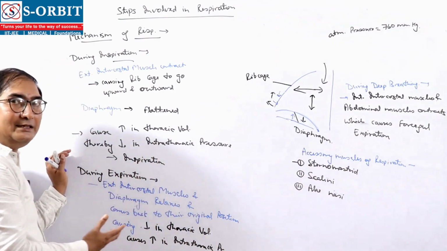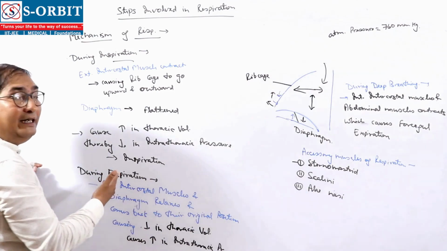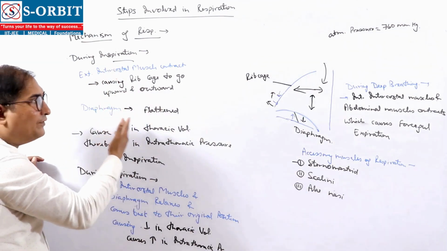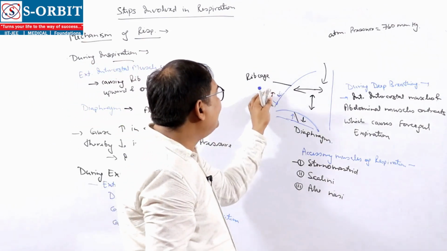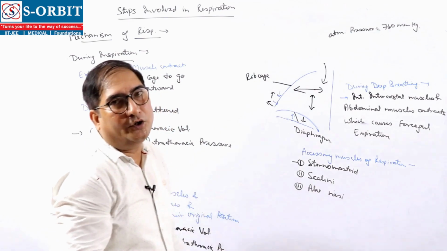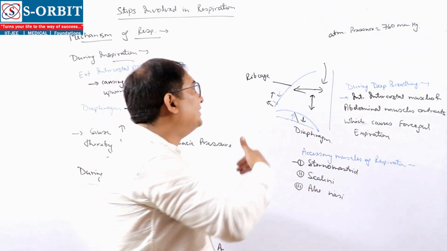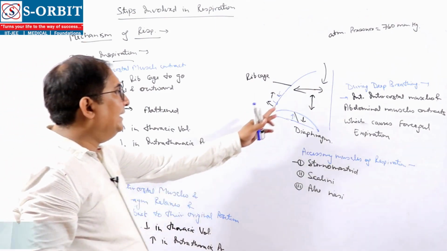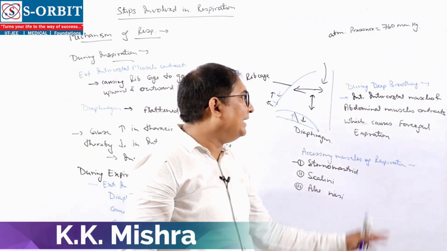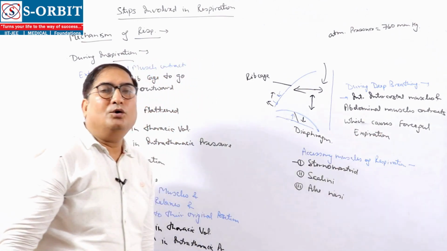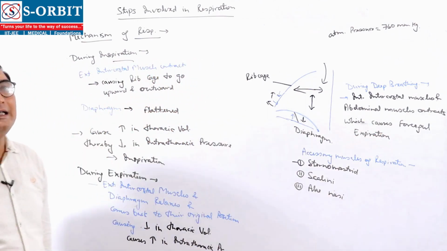That's why inspiration is an active process, while during expiration, what happens? Both the external intercostal muscles and the diaphragm relax and come back to their original position, thereby decreasing thoracic volume and increasing thoracic pressure, which causes passive expiration. And during deep breathing, the internal intercostal muscles and abdominal muscles contract, which causes forceful expiration. So these are the steps involved in respiration.